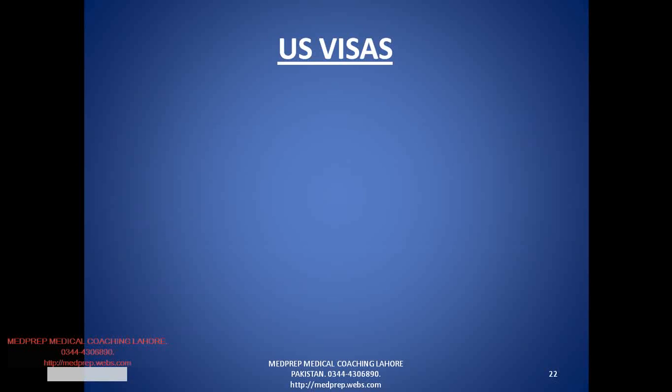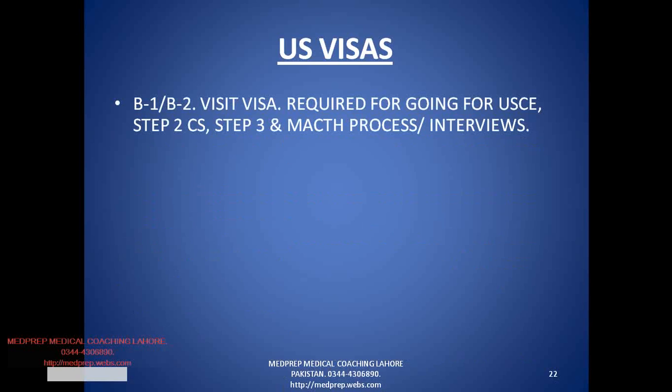Now, US visa. You would require a visa to go to the USA if you are not a permanent resident of the USA. Now, there are B1 or the B2 visa, which is a visit visa. It is required for going for US clinical experience. If you want to get US clinical experience, like if you want to go for electives, observership, externship or research, you want to have a visit visa or B1, B2 visa.